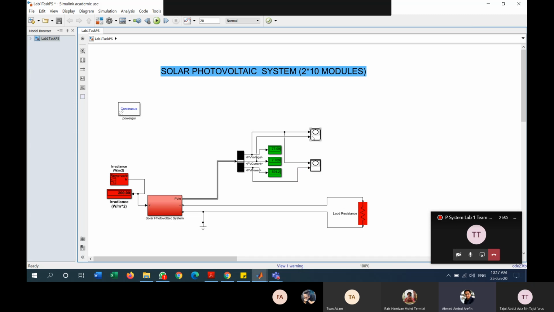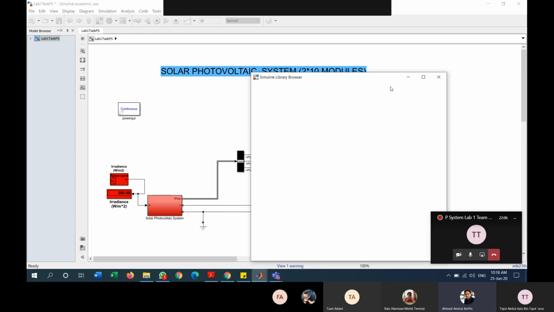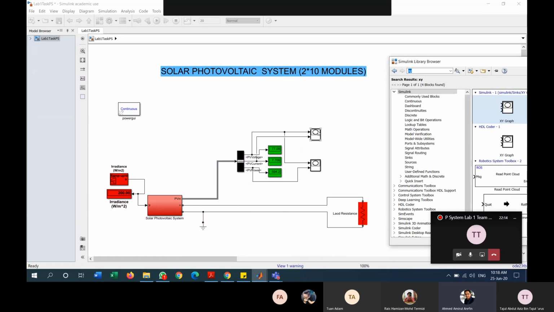So how can you get those blocks? Just go to the Simulink library, put the XY block, and just drag it to your interface. Just put the XY block here.